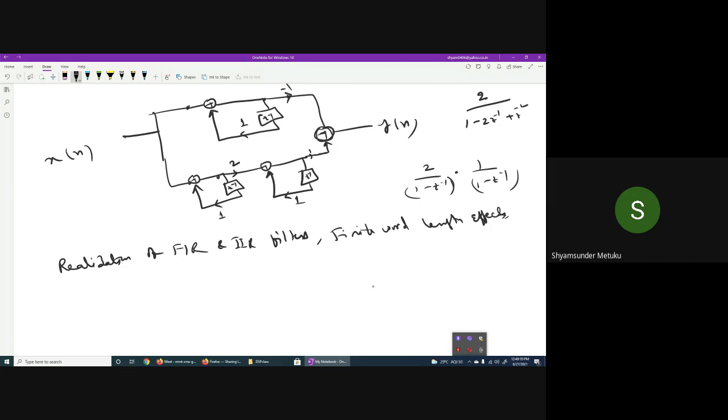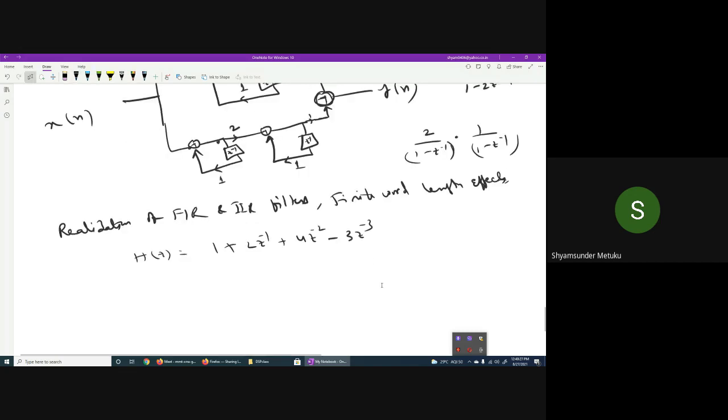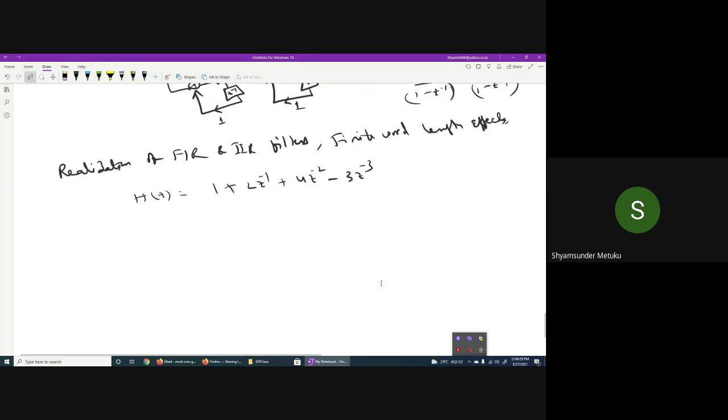So, realization of FIR: if only FIR is given, something like H(z) = 1 + 2z^-1 + 4z^-2 plus or minus, you can take, 3z^-3. How do you implement this now? Only direct form. There is no form 2. Form 2 has no meaning. When there is feedback and feedforward, direct form 1 and direct form 2 are meaningful.